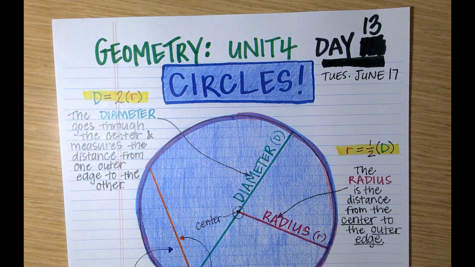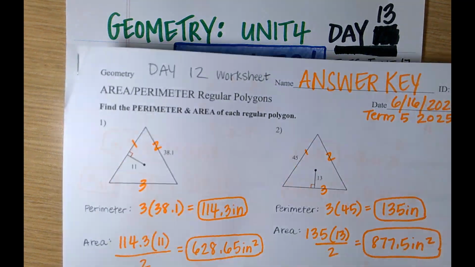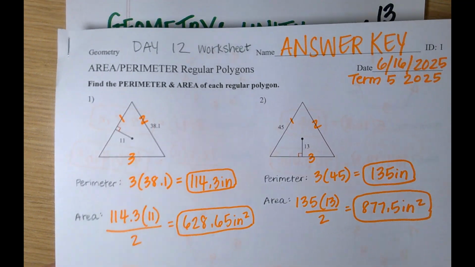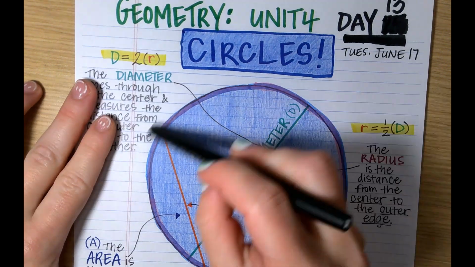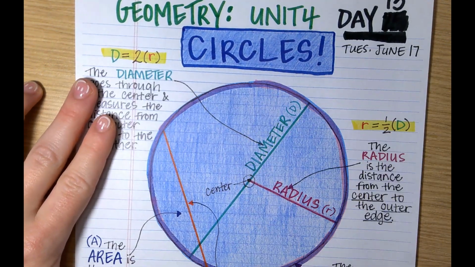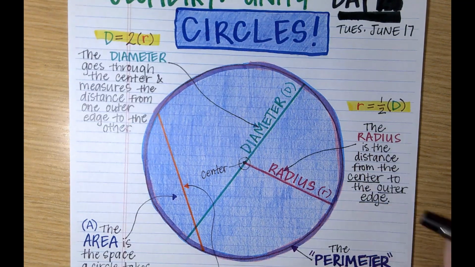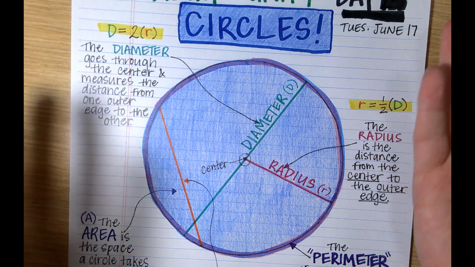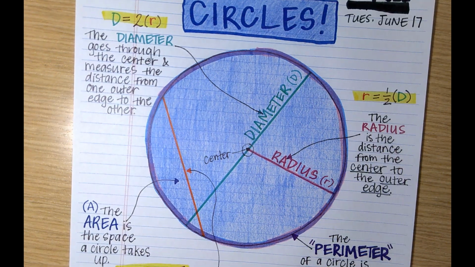So yesterday we looked at a couple of things. We were looking at regular polygons, area, perimeter, things like that. But today, we're going to look at a shape that doesn't fit into the category of a polygon. Circles. Circles are a very unique shape, and there's a few things that we're going to talk about regarding circles.